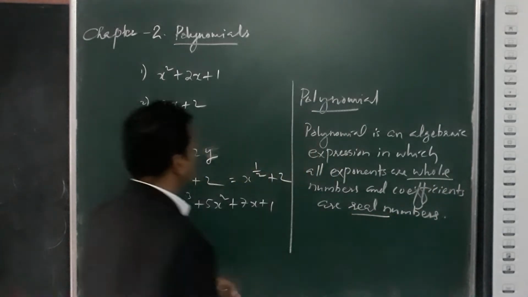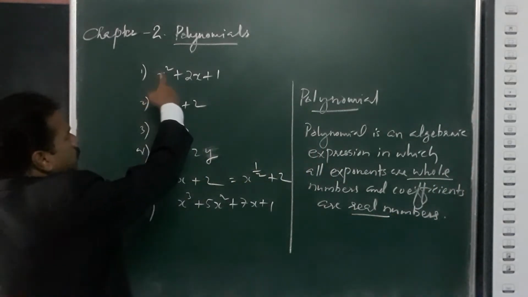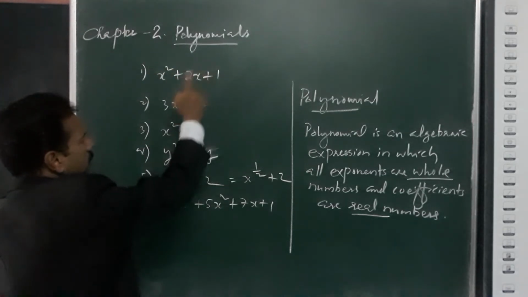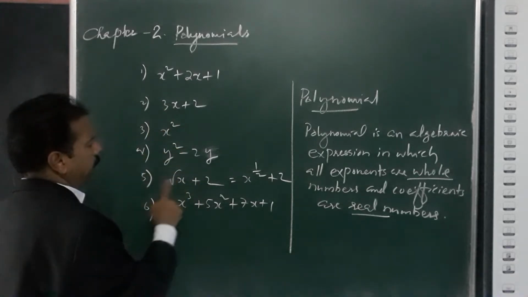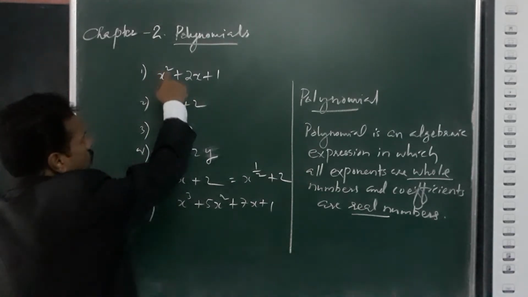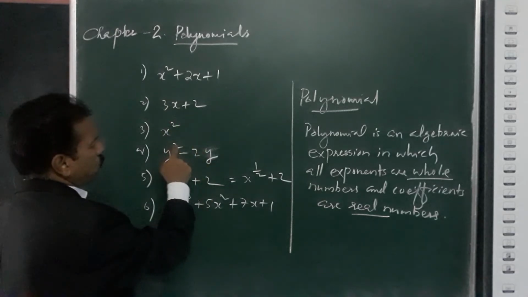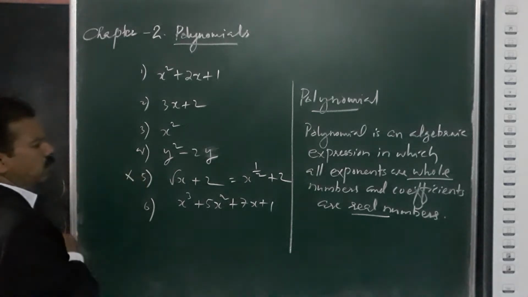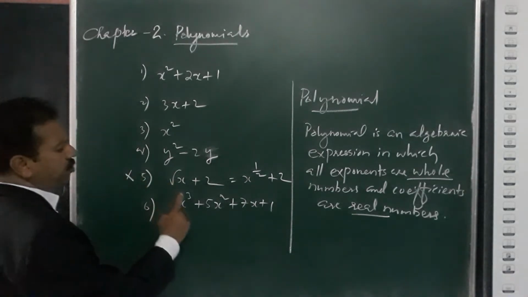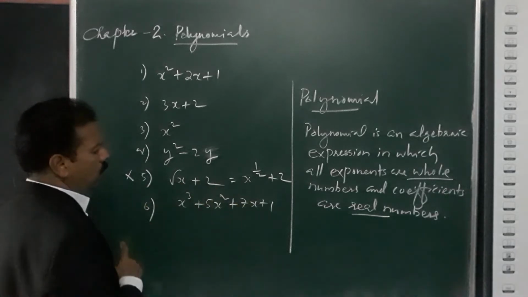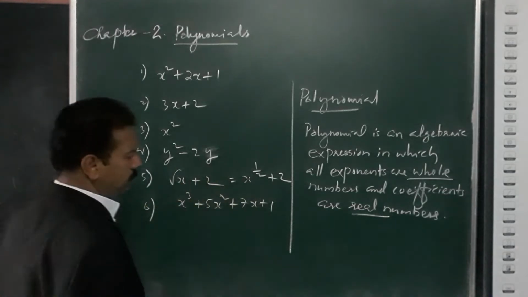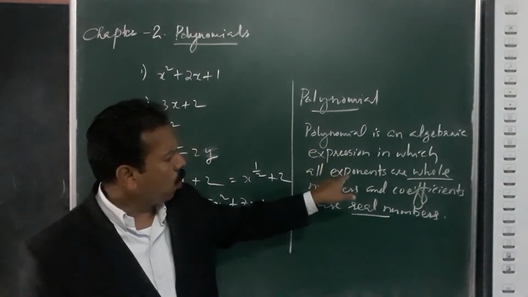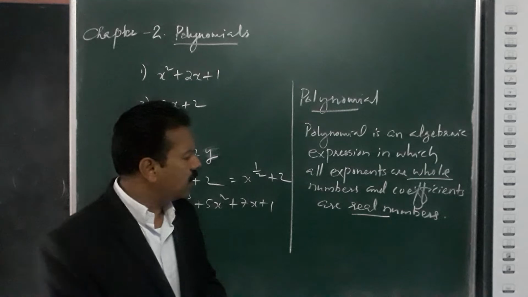Here, the coefficient of x square is 1, a real number. Here 2, a real number. And the exponents are whole numbers: 2, 1, 2, 2, 1. Here 1 by 2, it is not a polynomial. But the others are polynomials. Exponents are whole numbers and all the coefficients are real numbers. I will repeat once again. A polynomial is an algebraic expression in which all exponents are whole numbers and the coefficients are real numbers.